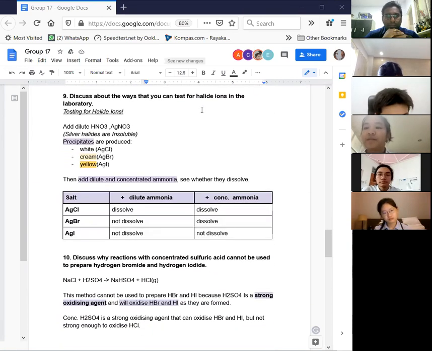Next, how can we test the halide ions? First, we can add dilute HNO3 and AgNO3. The silver halides are insoluble. The precipitates formed will be AgCl, which is white, AgBr, which is cream, and AgI, which is yellow.